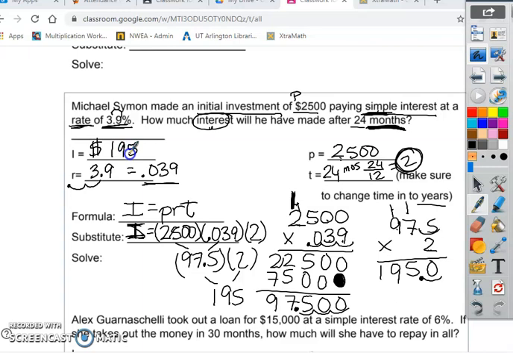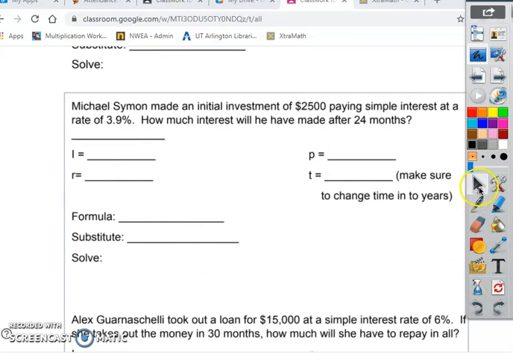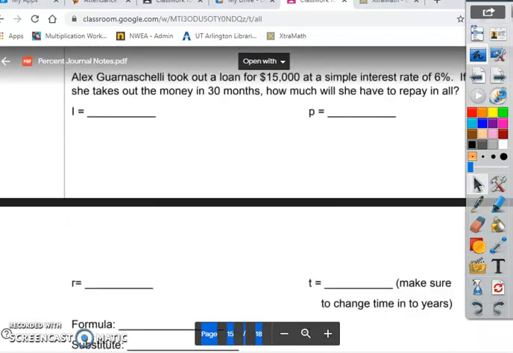Okay? The question says interest. So that is my answer. There's no adding. It doesn't say in all. So you want to make sure you're reading your problem carefully, making sure we're solving for the right thing. Okay? So we're going to start the next one, but I'm going to let you finish it.